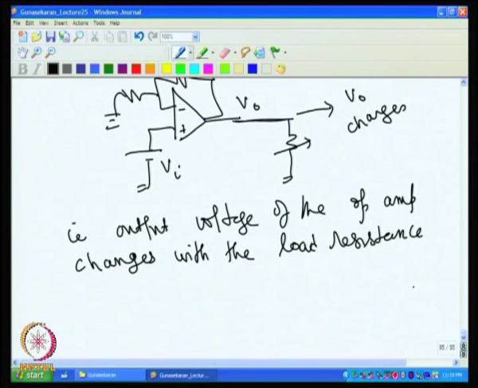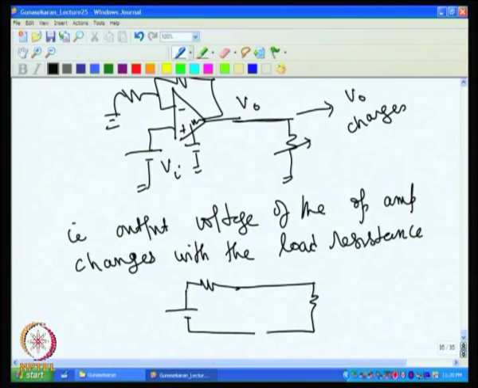This is because we have to draw the equivalent circuit like this: the op amp is a voltage source, and that voltage source has its own internal resistance, say R0, and this is the load. This V0 is the output voltage that is supposed to be present at the output, and this is the actual voltage that is supposed to come across the load.